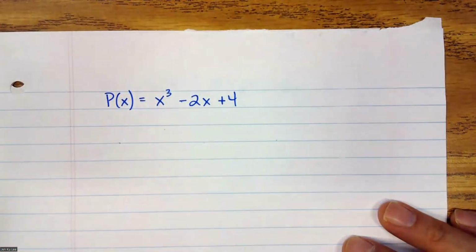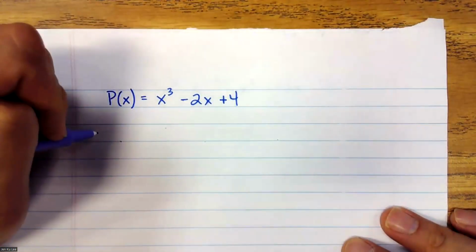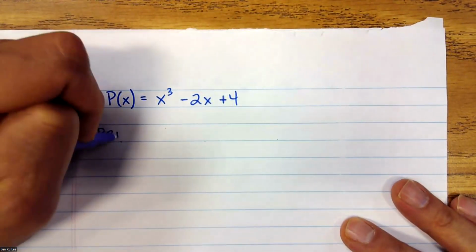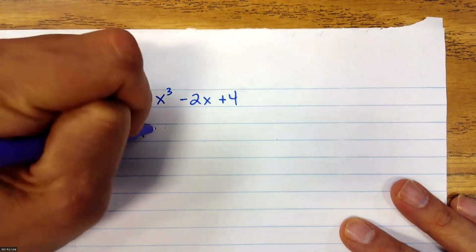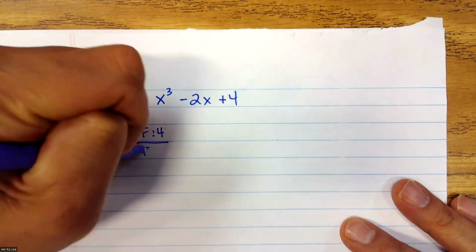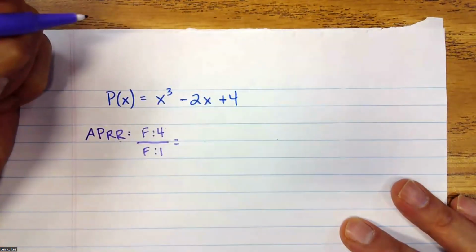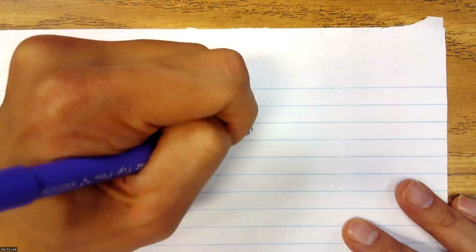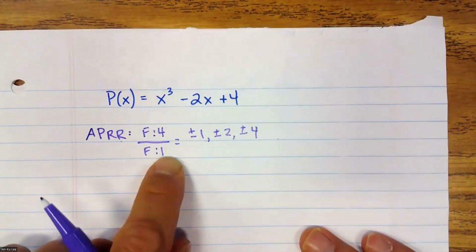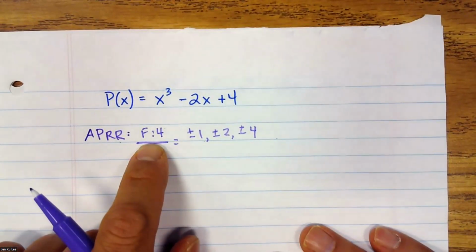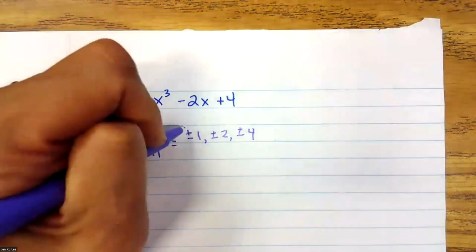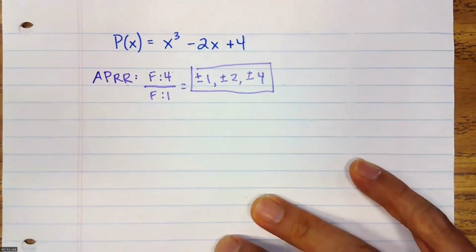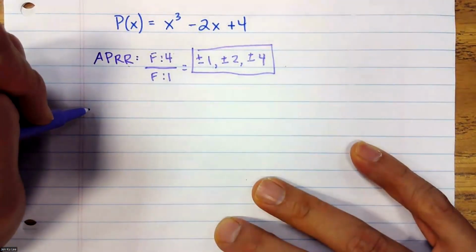We first synthetically divide by using the rational root theorem. So, factors of 4 over the factors of 1. Factors of 4 is plus or minus 1, plus or minus 2, and plus or minus 4. Factors of 1, I don't really need to do anything with, right? Because it's just 1. It's just going to be plus or minus 1. So this is my list for all possible rational roots, right? So I'm going to test them out.